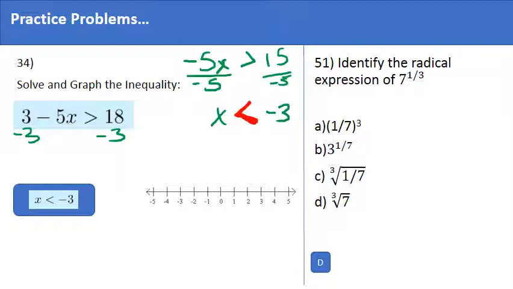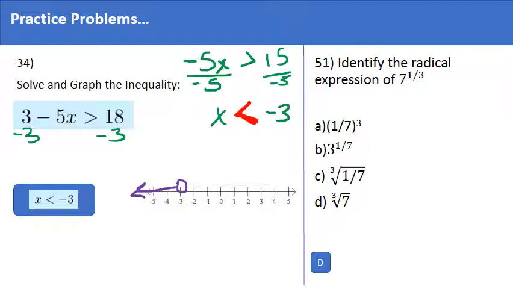So we have x is less than negative 3. Now we're going to put an open circle on negative 3. That means it does not include negative 3 because we don't have that equal sign there. So we're going to go all numbers less than negative 3. Okay, solve and graph. So this is our graph.